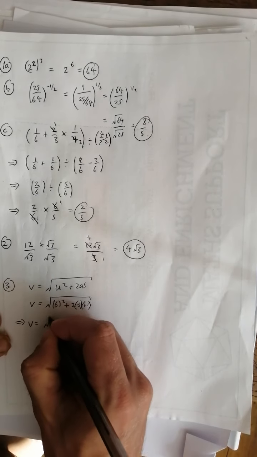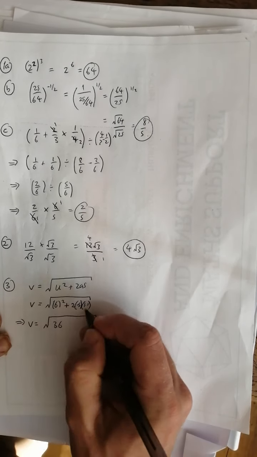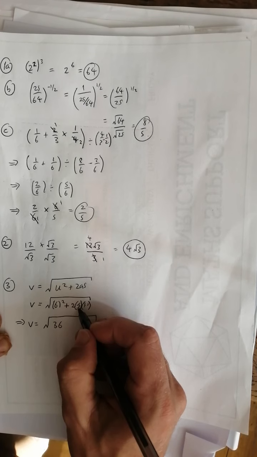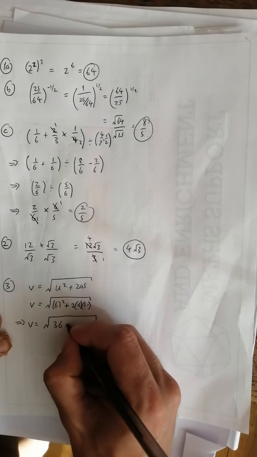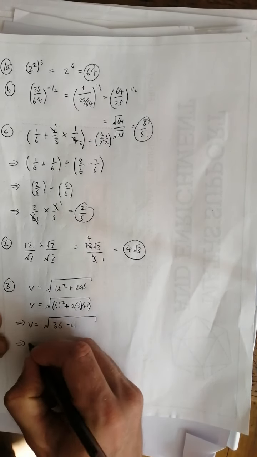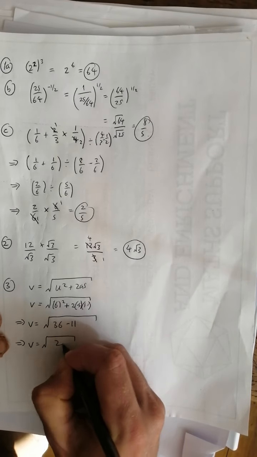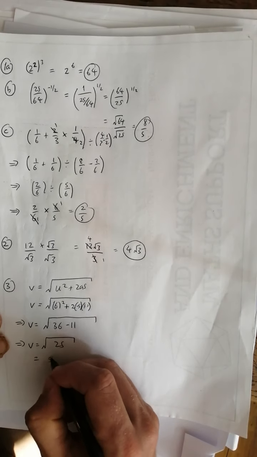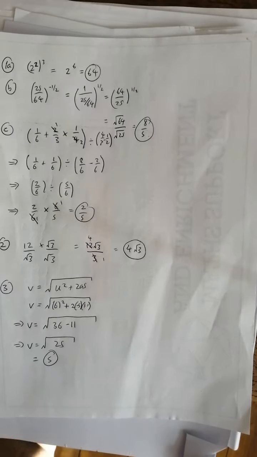v is equal to the square root of 36. So 2 times minus 5 is minus 10. So that will give us 11 minus 11. It's actually going to be a nice number, isn't it? So that's 25 and that's 5. Okay, so there you go. That's section A.